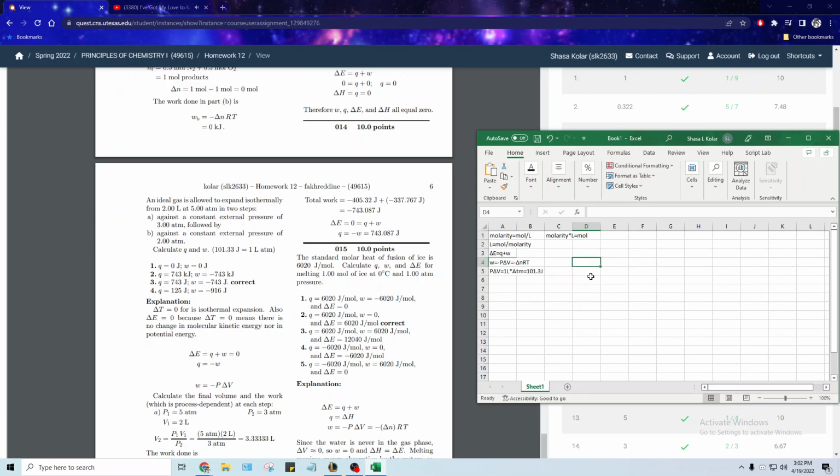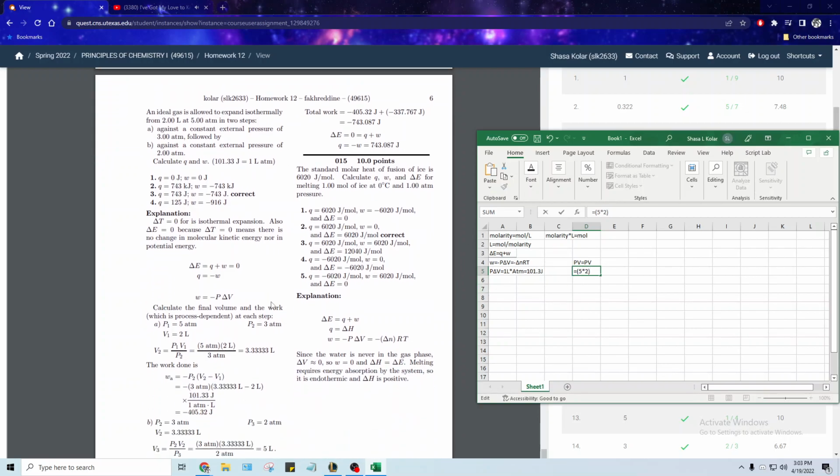So I'll do the work that no one did because no one knew how to do this question. So we have PV equals PV, so no nRT, just PV. So we have a pressure of 5 atmospheres. So we can go ahead and do the work for this. So 5 atmospheres, 2 liters, and then we have against 3 atmospheres. So how does it do this?